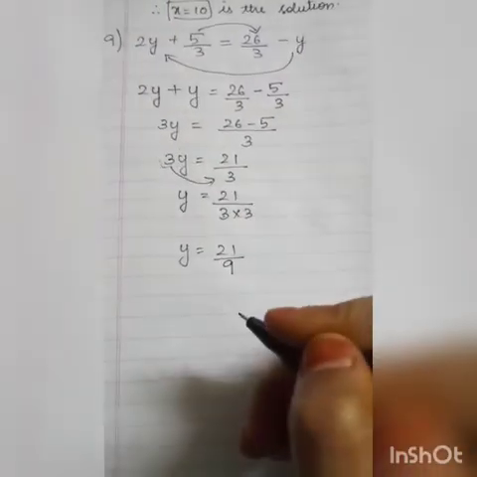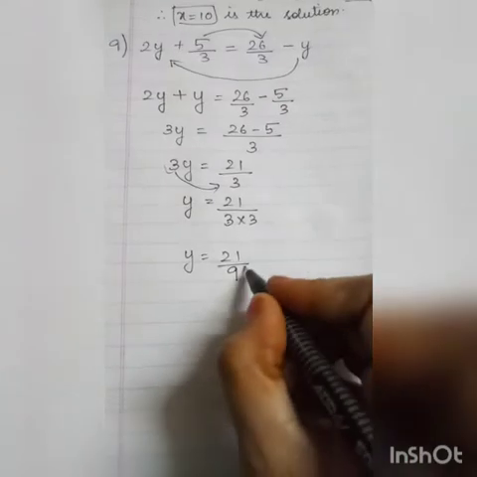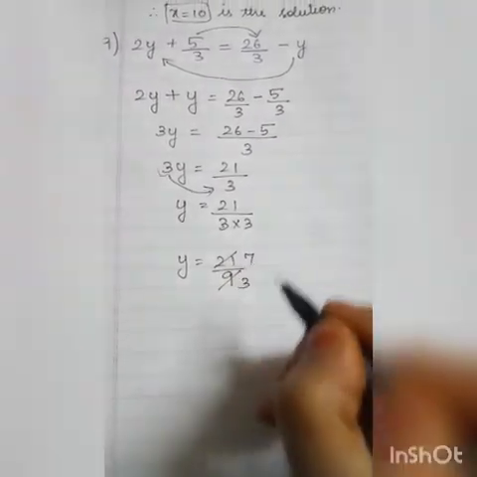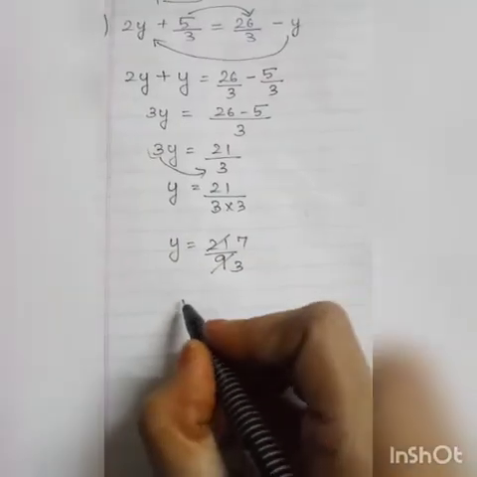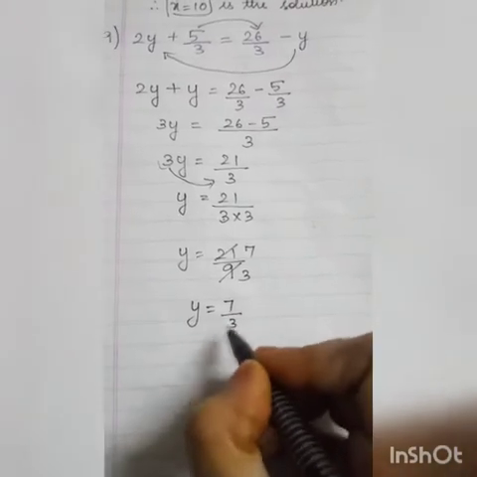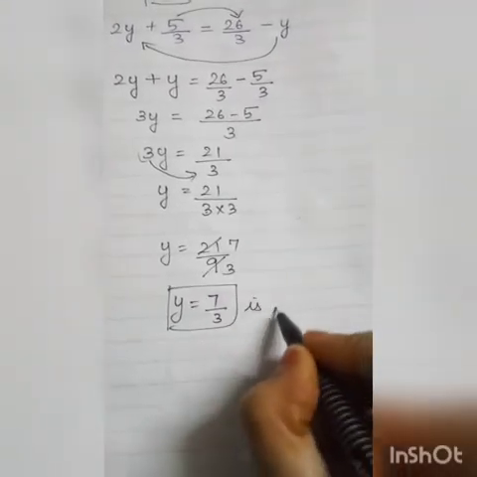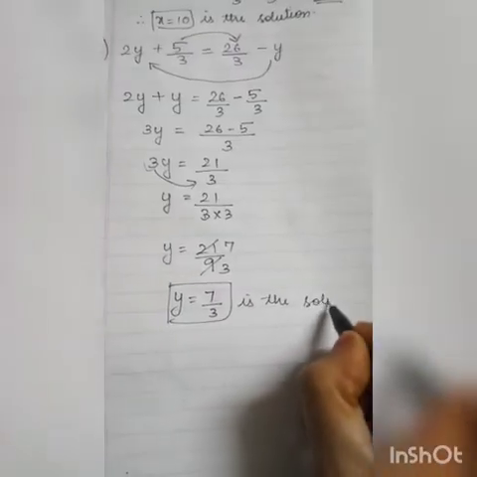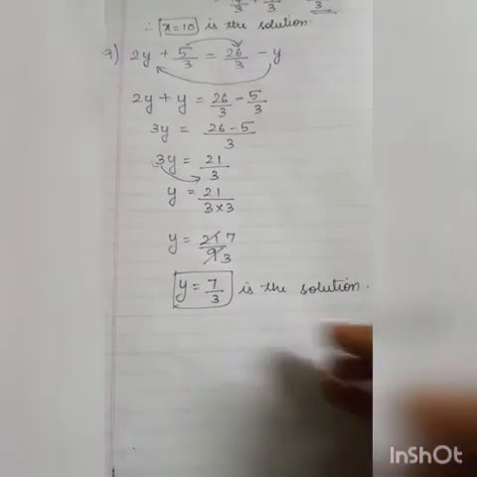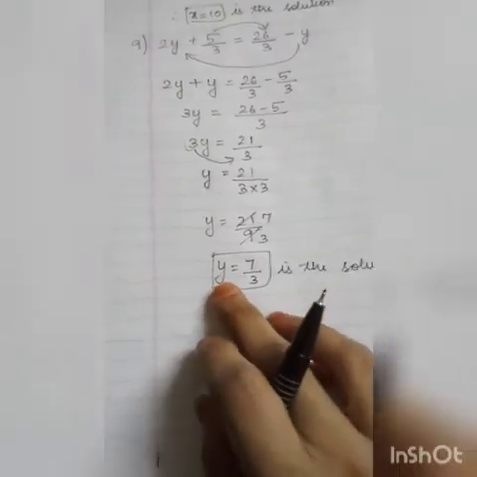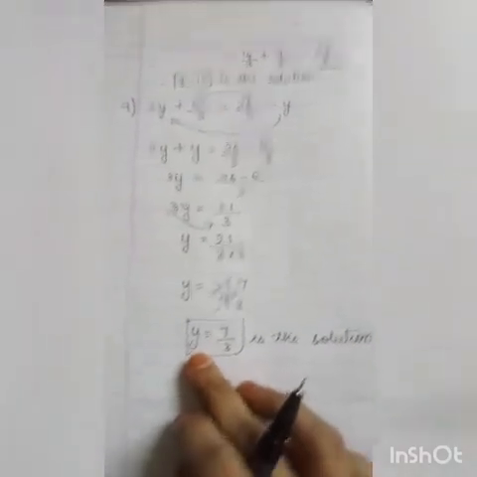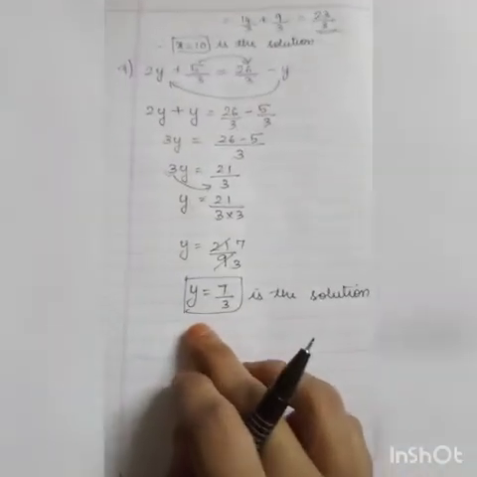Shall we cancel this in the third table? Yes, 3 3s are 9, 3 7s are 21. Now, y is equal to what? 7 by 3 is the solution. 7 by 3 is the solution. Here the unknown variable is y. In the previous problems we dealt with x, t and so on. Here the unknown variable is y.